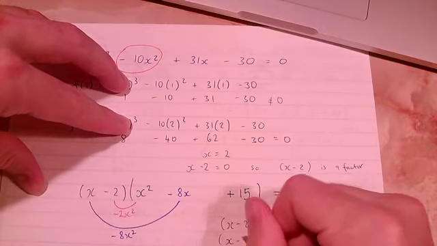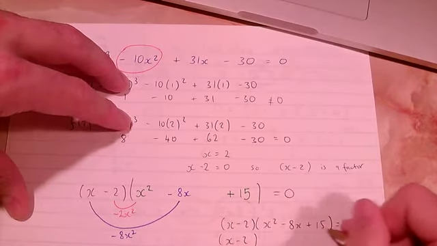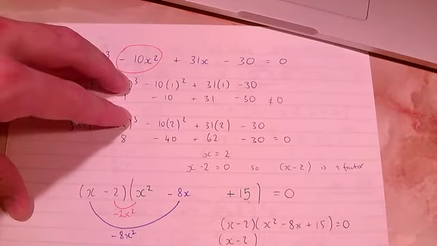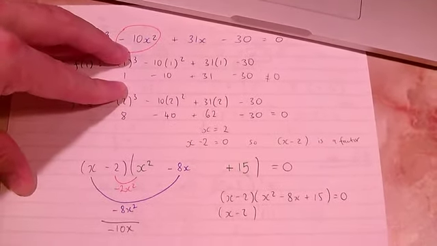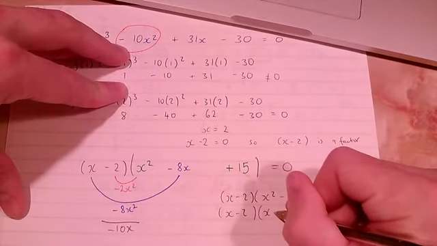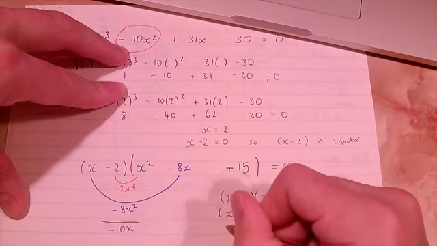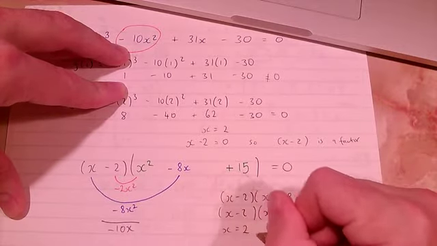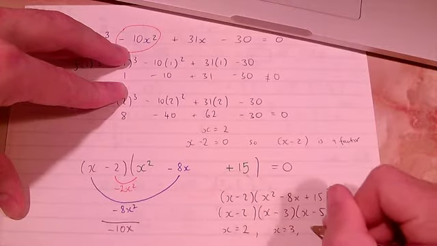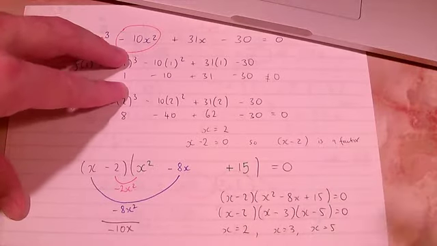What I must do now is try and factorise this one here. So a pair of numbers that multiply together to make 15, and add together to make minus 8. So that would be minus 3 and minus 5. So my solutions are x equals 2, x equals 3, and x equals 5.